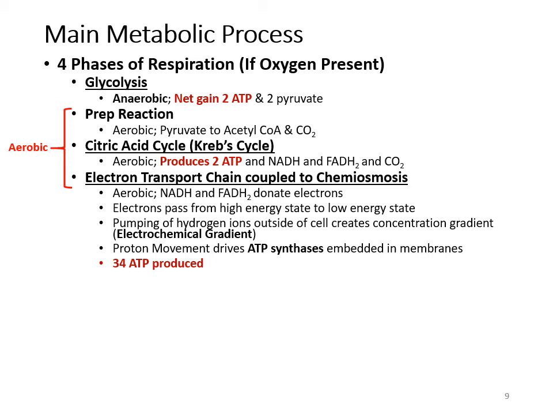All I want you to know is these names associated with respiration. Know that glycolysis does not require oxygen, and note where you're getting your ATP from. Notice glycolysis gives 2 ATP, citric acid gives 2 ATP, and electron transport chemiosmosis gives 34 ATP. What do you notice? One of these reactions does not give any ATP, and that's the prep reaction. Make sure to put a little star for yourself and write that the prep reaction is the only phase of respiration that does not give ATP, and it makes sense with its name.